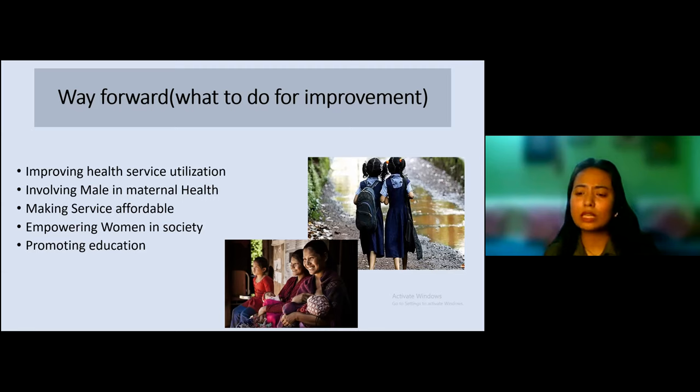So if we make it affordable, then they can do both together. Then they will eat their food and also choose their health institution facilities. So availability only doesn't help. It has to be access. It has to be given proper access, and also it has to be affordable for them to really enjoy those facilities. And empowering women in society is really important.